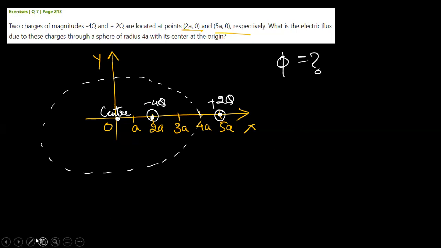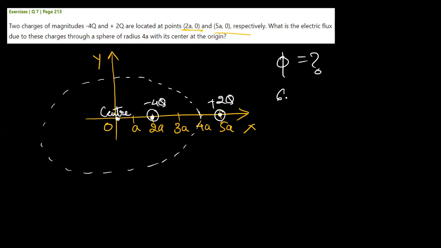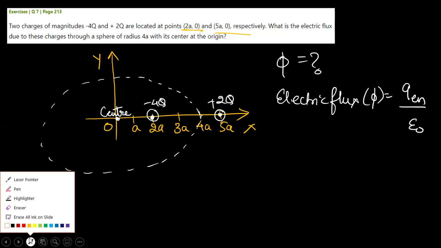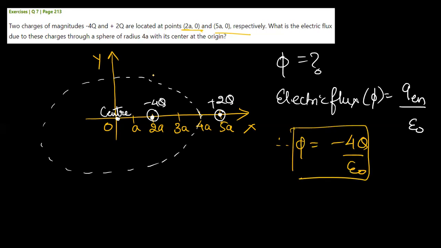So we know the electric flux formula. Electric flux phi is equal to the charge enclosed by the surface upon epsilon naught. So how much charge is enclosed by this particular sphere? This is only minus 4q, so the flux will be equal to minus 4q upon epsilon naught. That is your answer. You can see inside this circle there is only one charge, minus 4q. The other charge is outside the circle. So inside I have only minus 4q, and the flux will be minus 4q upon epsilon naught.